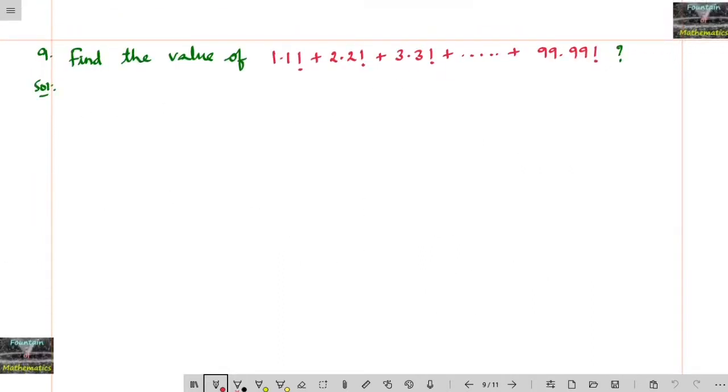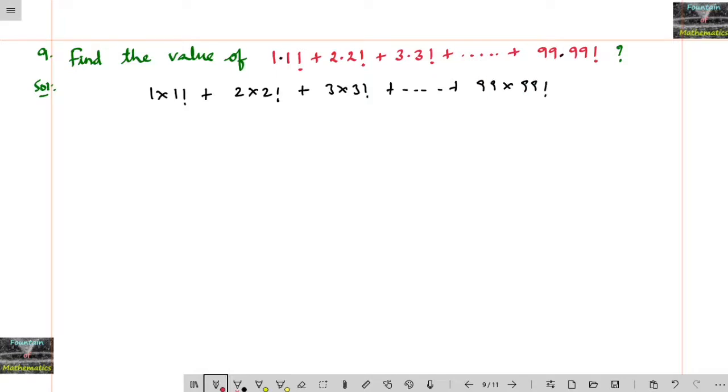So find the value of 1 into 1 factorial plus 2 into 2 factorial plus 3 into 3 factorial and so on to 99 into 99 factorial. This is not 99.99, this is not 1.1, it is 1 into 1 factorial plus 2 into 2 factorial plus 3 into 3 factorial and so on up to 99 into 99 factorial.